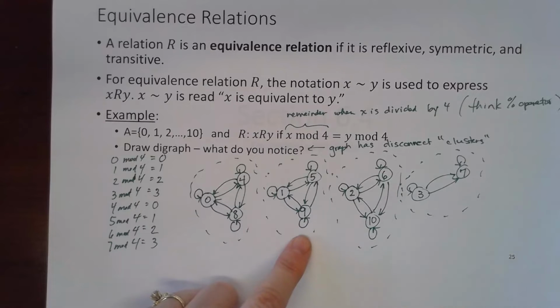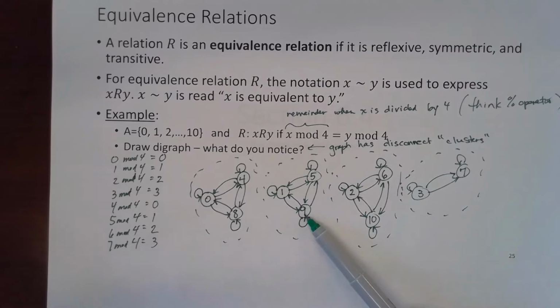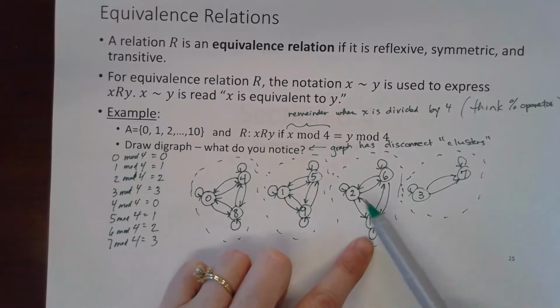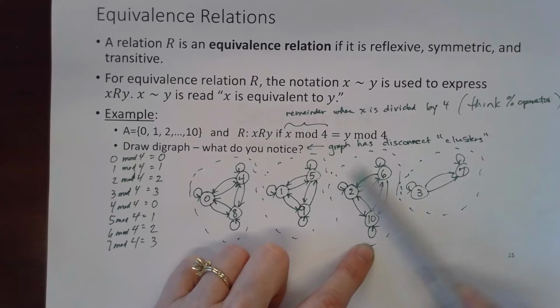But in the sense of dividing by 4 and looking at the remainder, they're all the same. They're equivalent to each other. No matter which one of these I take and divide by 4, I always get a remainder of 1. And they're different from this. I get a different remainder. These all have the same remainder, so these are all equivalent to each other.